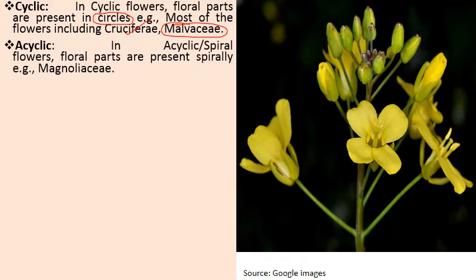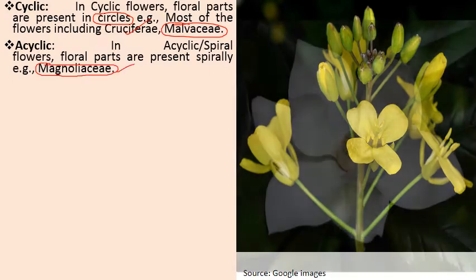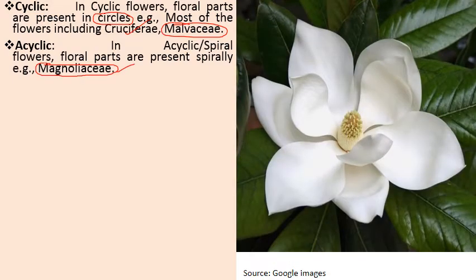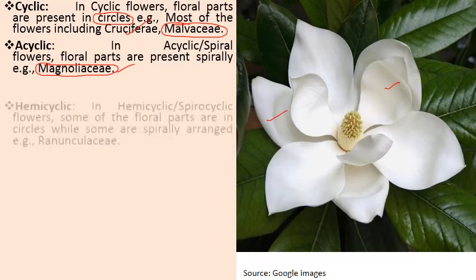Next, we have acyclic flowers. So in these flowers, the floral parts are present spirally. For example, we have the member of family Magnoliaceae, which bears acyclic flower. This is the photograph which shows the acyclic flower in which the floral parts are arranged in spiral fashion. So these petals are arranged in spiral fashion.